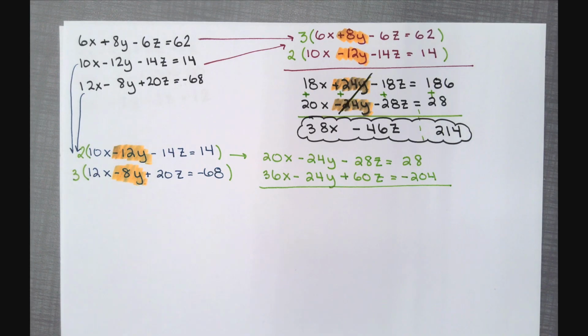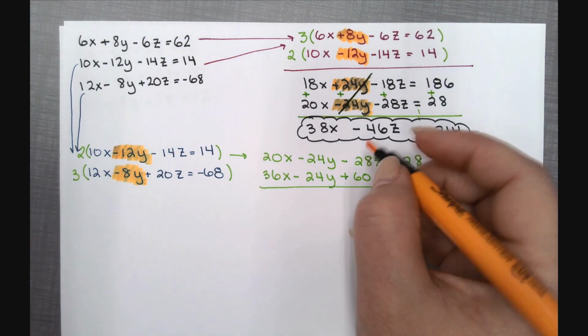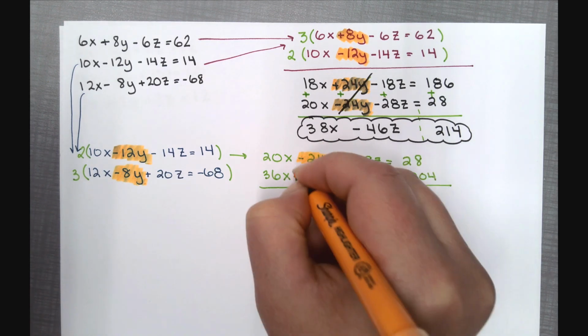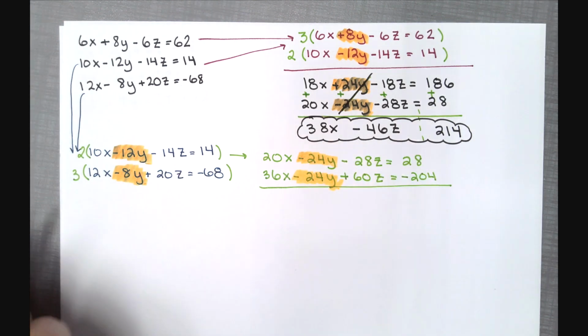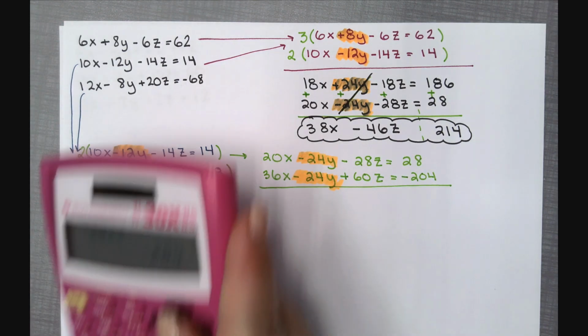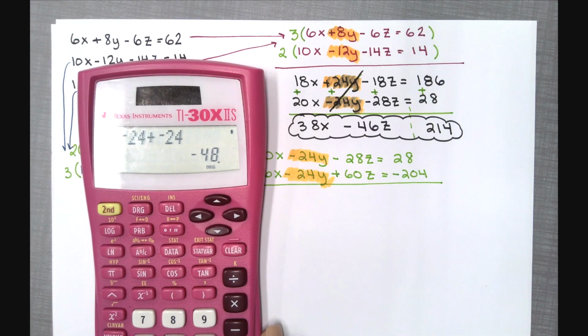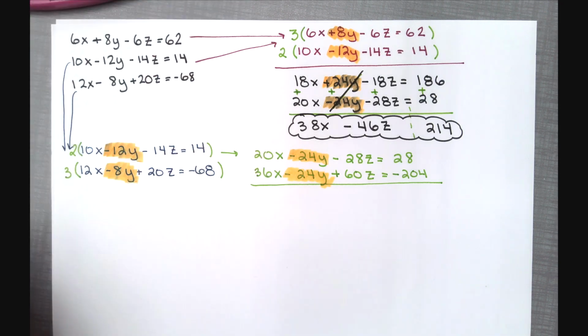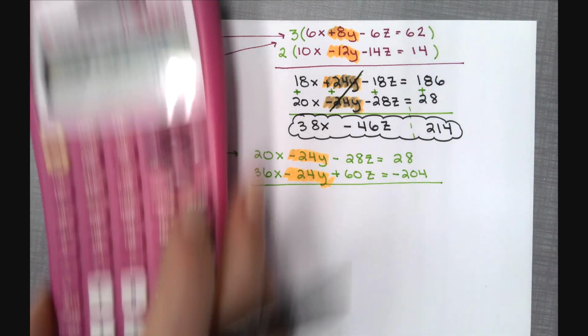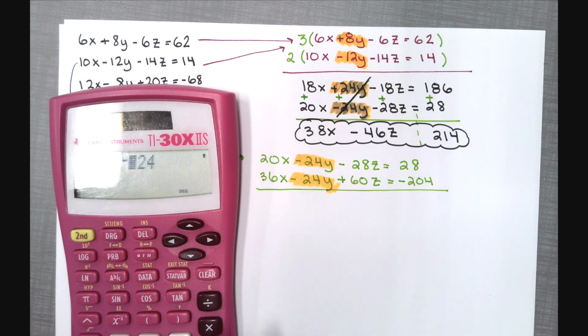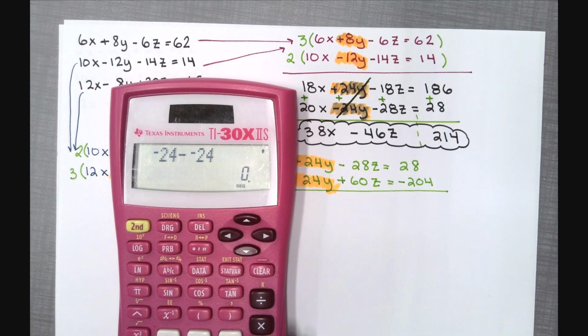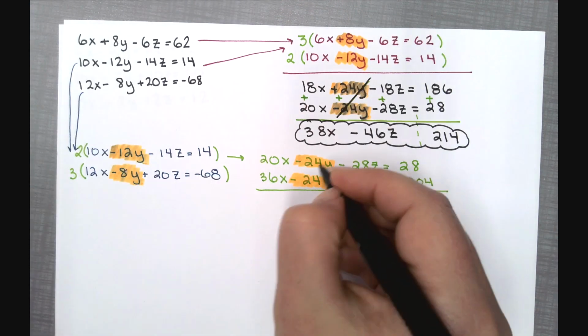Okay. Next, my goal, my objective is to eliminate my y's. Now, here's where you need to be careful. If I choose to add like I did in step number 1, negative 24 plus a negative 24 does not eliminate my variable. So instead, I need to now subtract. Subtracting here will create a double negative, which will eliminate my y's.